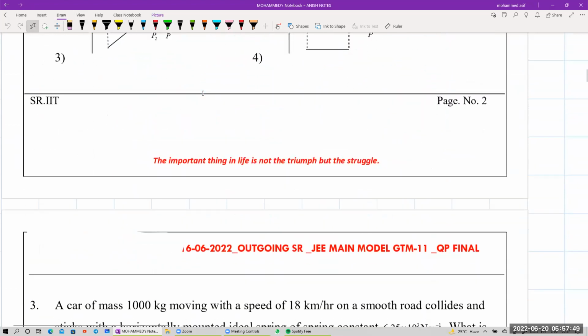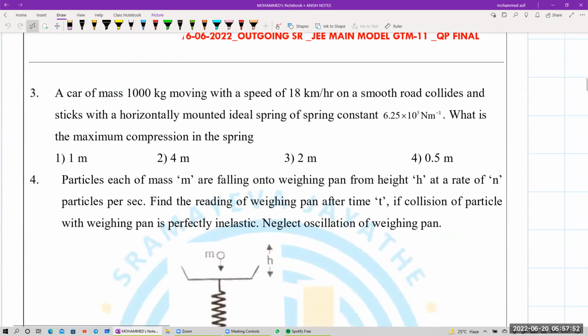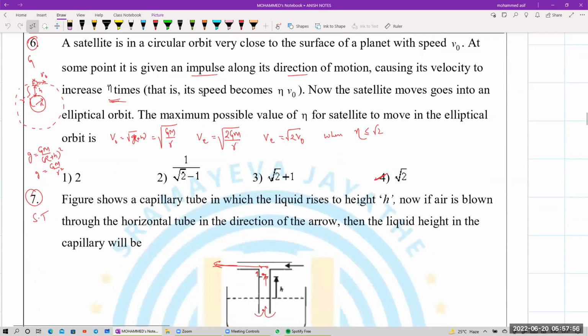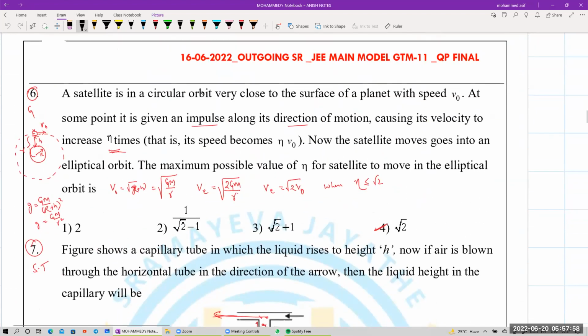This is a friction question. This is our mounted particle diagram. Yeah, this was the gravitation question yesterday what we did. A satellite is in orbit very close to the surface of the planet with the speed v naught. At some point, it is given an impulse along its direction of motion, causing its velocity to increase eta times. As the satellite goes in an elliptical orbit, the maximum possible value of eta for the satellite to move in the elliptical orbit is how much?